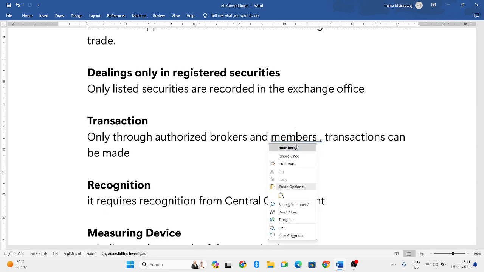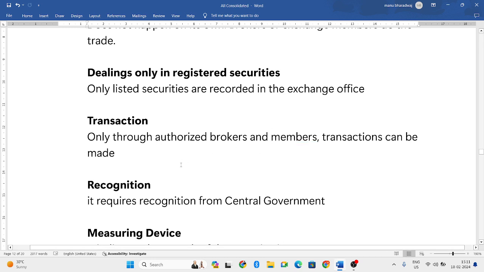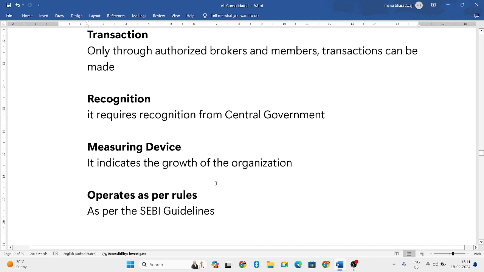Next, the transactions. Only authorized brokers, underwriters or members can do the transaction in the stock market. Only these members can have the transaction done in the secondary market. Everyone cannot do the transaction in the secondary market. Recognition. Whatever securities are there, they have to be recognized by the central government. So it requires a recognition from the central government.